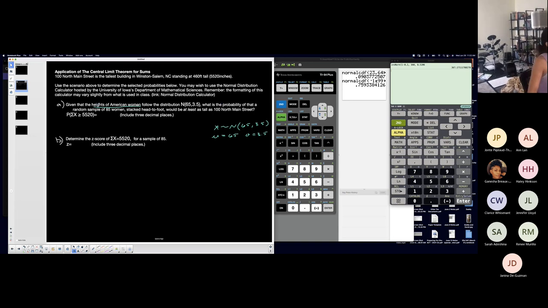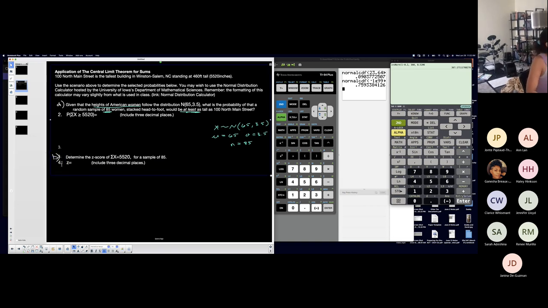What is the probability that a random sample of 85 women, stacked head to foot, would be at least as tall as the 100 North Main Street? When I see probability, I think of what? Every time I talk to you guys, when I see probability, I always think of area, normal CDF. Every time I'm looking for area on this normal distribution curve, I use normal CDF.